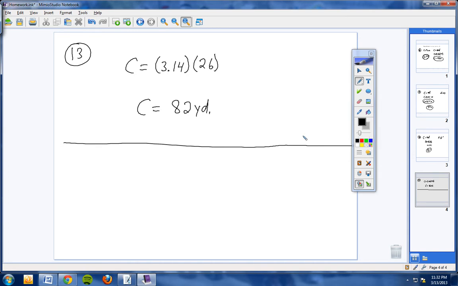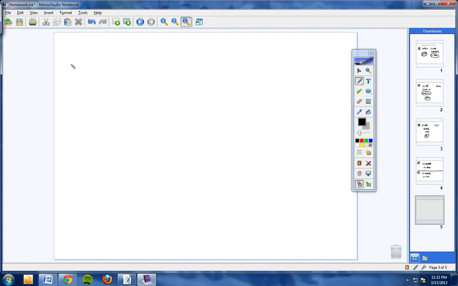Let's go ahead and put 14 right here on the same page. 14, we're going to find the circumference of a circle that has a diameter of, let's see, number 14, a diameter of 15. So for D, I'm going to substitute 15. If you multiply these two together and round to the nearest whole number, you will get 47 meters because the 15 was 15 meters.